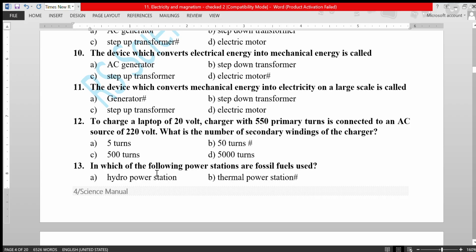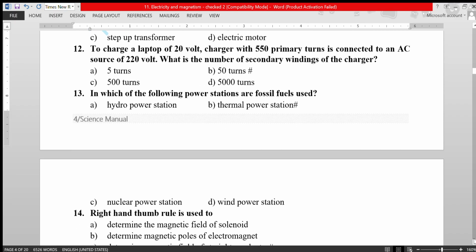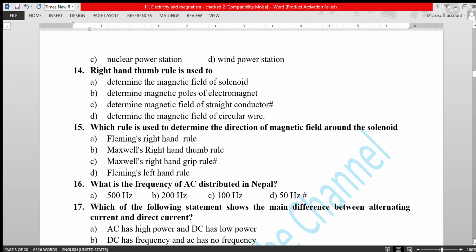In which of the following power stations is fossil fuel used? Obviously thermal power station. Right hand thumb rule is used to determine the magnetic field around a straight conductor. Which rule is used to determine the direction of magnetic field around a solenoid? Obviously its answer is Maxwell's right hand grip rule.